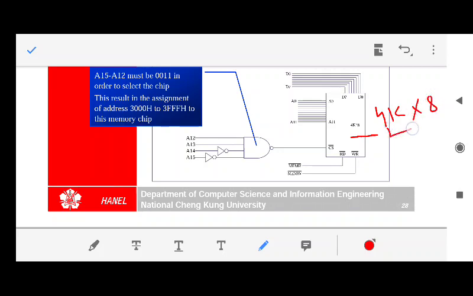4 kilo means you need 2 to the power 12 address lines: 4 means 2 to the power 2, and k means 2 to the power 10. So in total you need 12 address lines, and the data size is 8 bit. Fine. So how to connect?